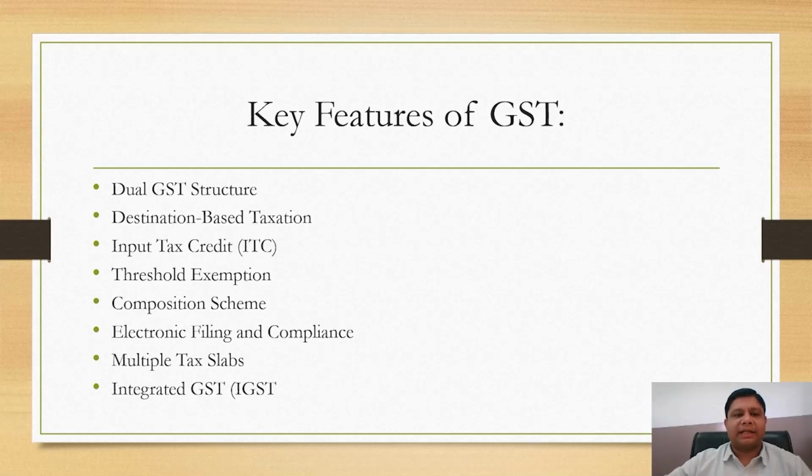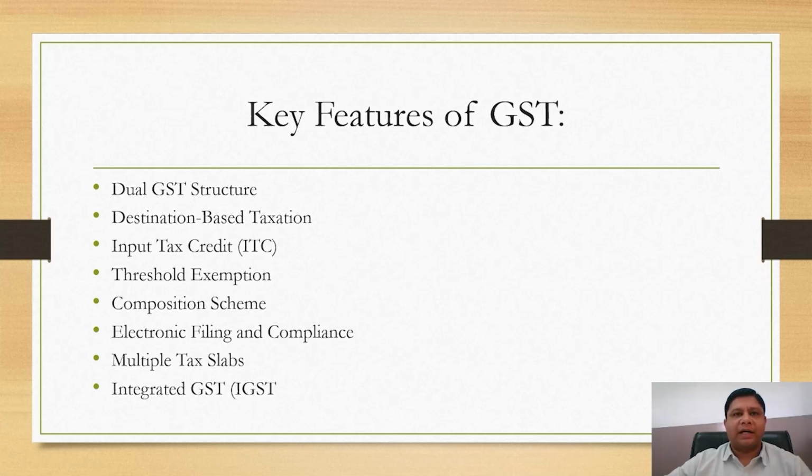Third, input tax credit, that is ITC. Its significant feature is the seamless flow of input tax credit across the supply chain. Businessmen can claim credit for the GST paid on inputs, capital goods, and services used in the course of business. Fourth feature, threshold exemption. Small businesses with an annual turnover below the prescribed threshold limit are exempted from GST registration and tax liability. Fifth point, composition scheme.